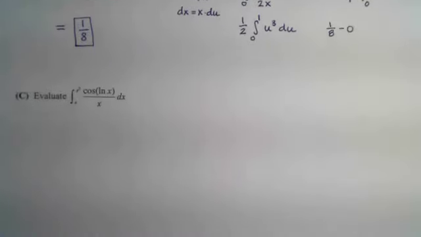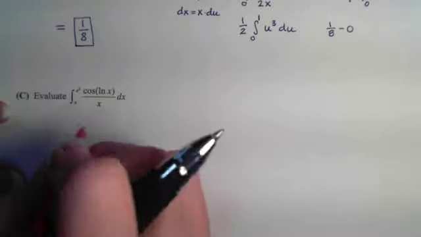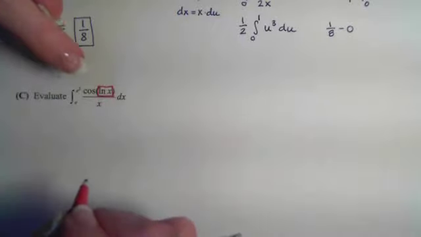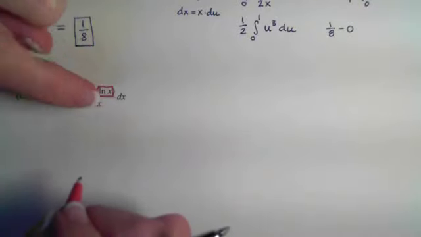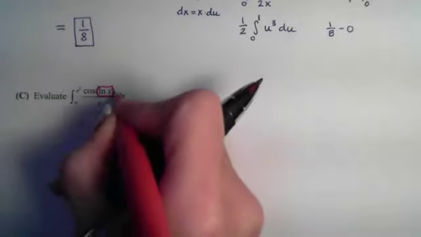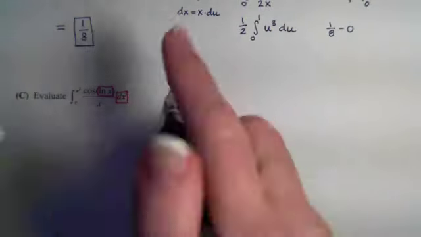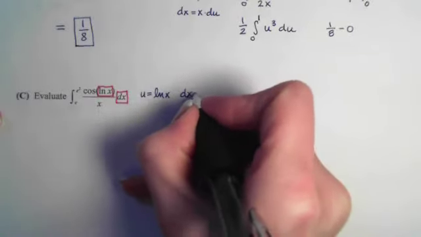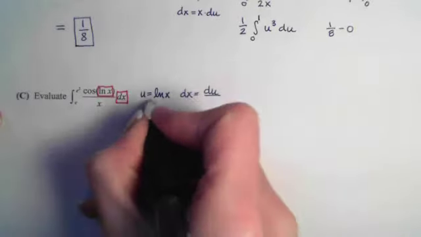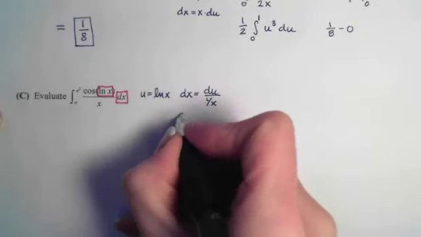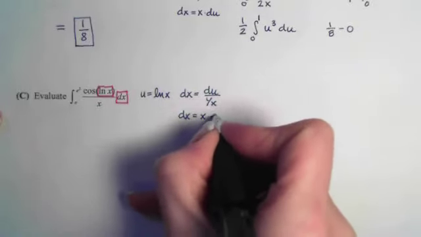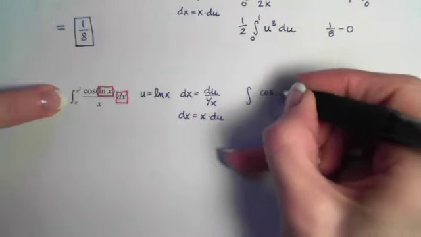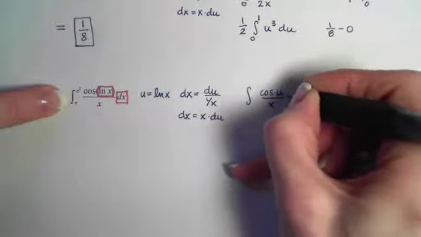Last part, C. Going to make the same choice because I know how to go backwards on an ln of u, and the derivative of that u is a 1 over x, which is inside and will disappear when I do my substitution. So I let u equal the ln of x. I let dx be a du over the derivative of that, which if I simplify is x times du. Then I go back to my integral and replace the boxes. Everything else stays the same.